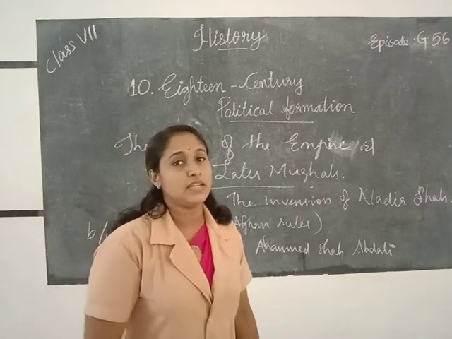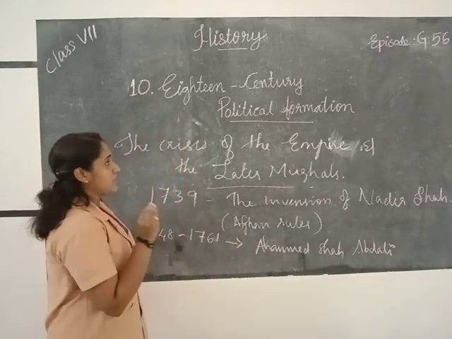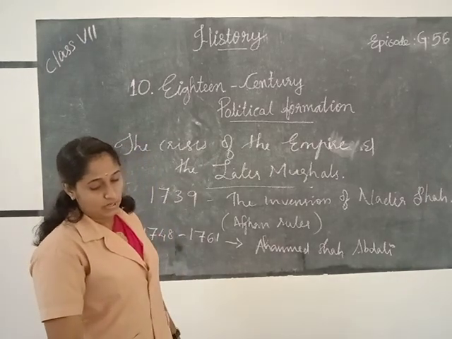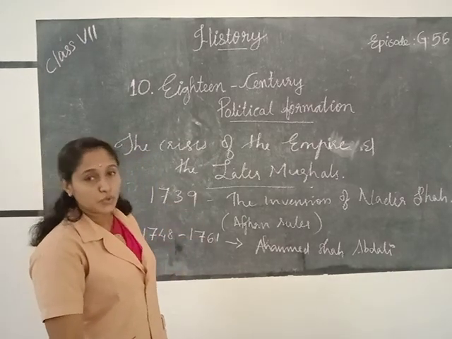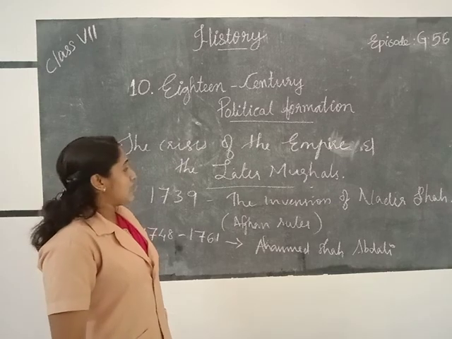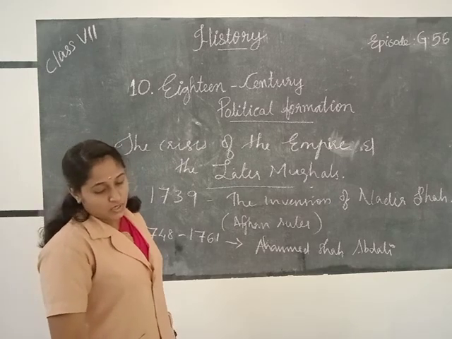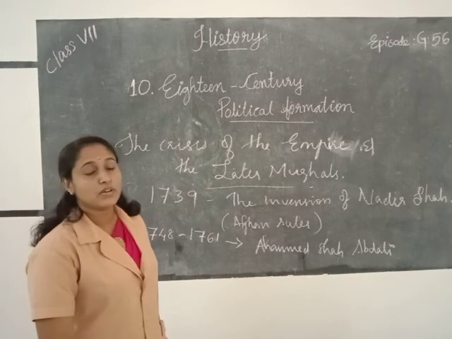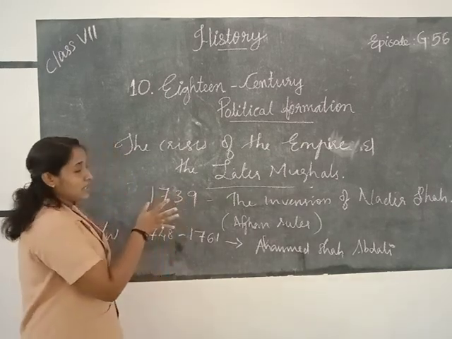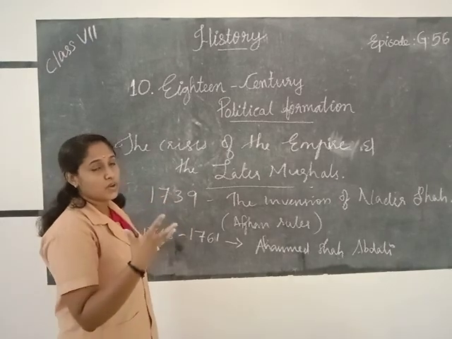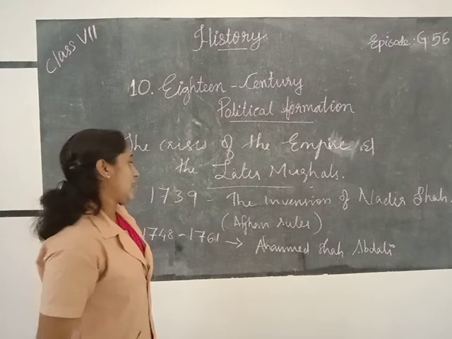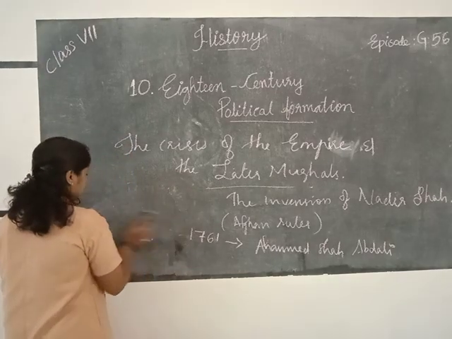So the nobility, we know that each and every kingdom has a noble power, right? Yes, the nobility was divided into two major groups, which were the Iranis and the Turanis. Iranis and Turanis were the major noble groups in the period of the 18th century. So that was another reason.